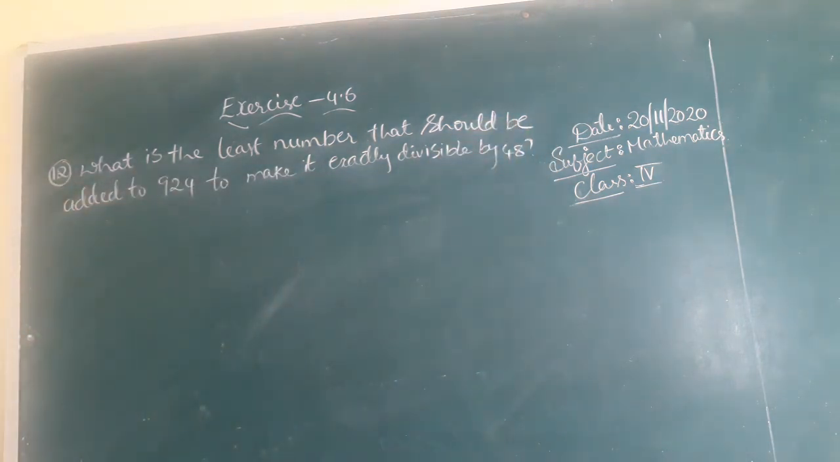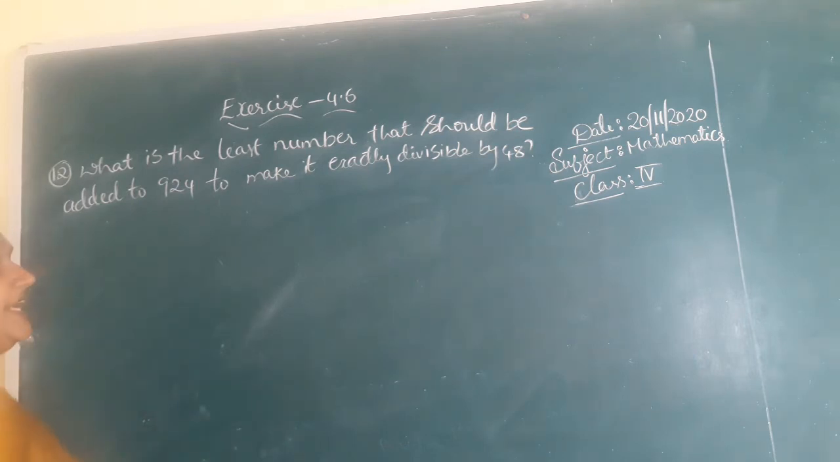Okay. What are they asking? They are asking us to find the least number that must be added to 924 to make it exactly divisible by 48. That means the resultant remainder you get, you have to subtract from 48, then you will get what must be added to that number. So first you have to do the division.